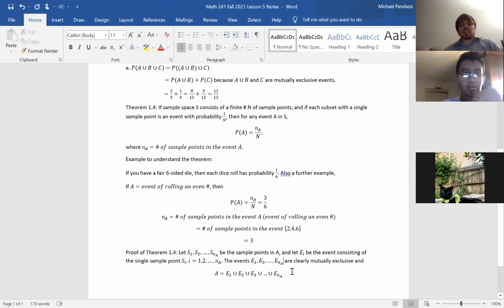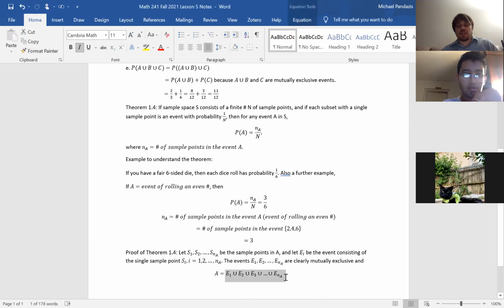Okay, the events E1 to E sub n sub A are clearly mutually exclusive because each of them is a different sample point in the event A. So they're clearly mutually exclusive, and that means that A is equal to the union of them, where each one is disjoint from any other one.